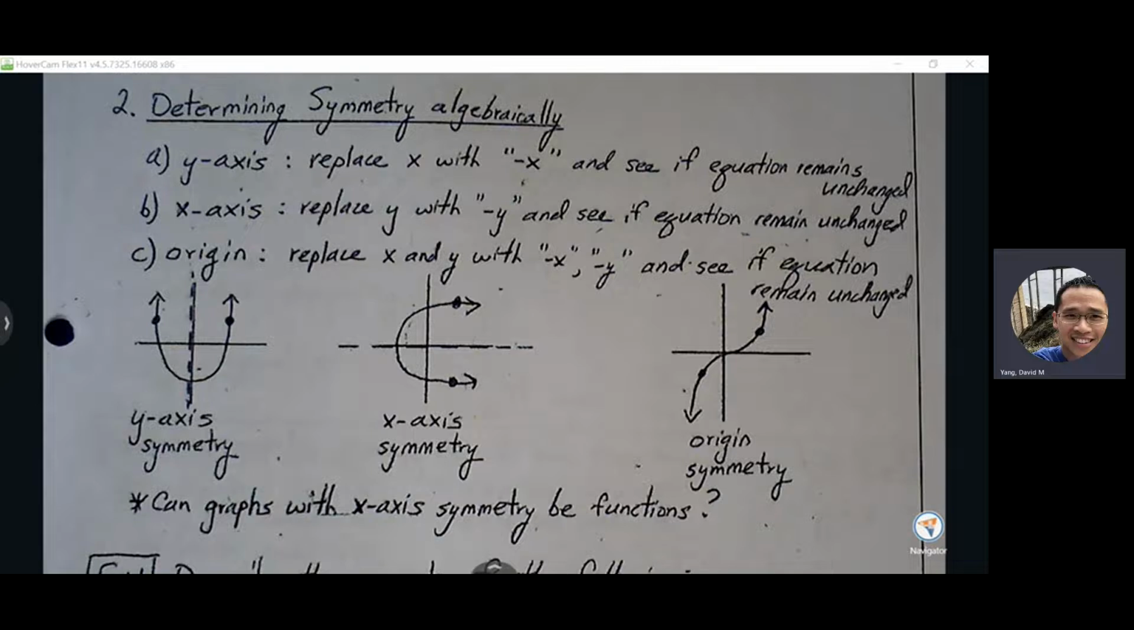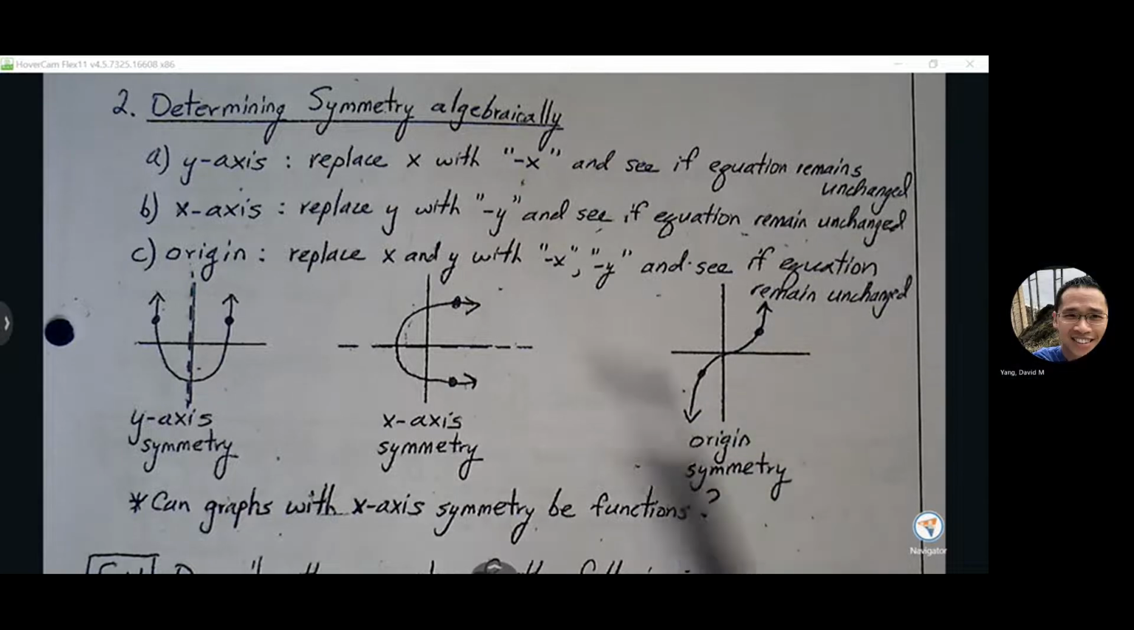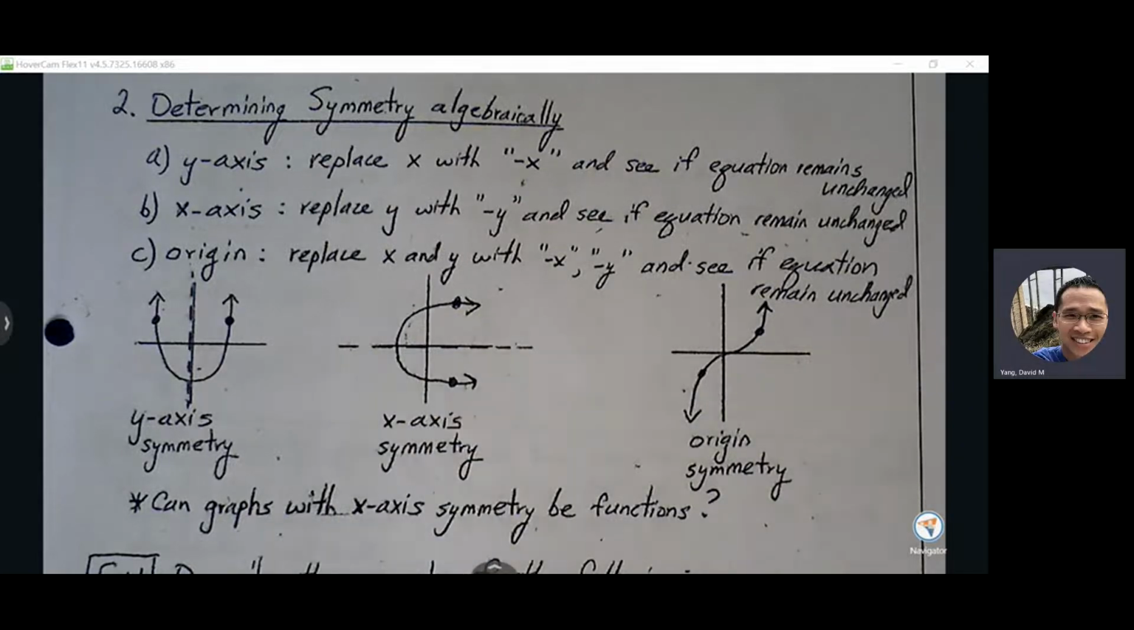Finally, there is origin symmetry. So origin symmetry will be something like y equals x cubed. If I can replace every x and every y with a negative x and negative y, and if I can clean that up and get it back to the original equation unchanged, then we're dealing with origin symmetry.